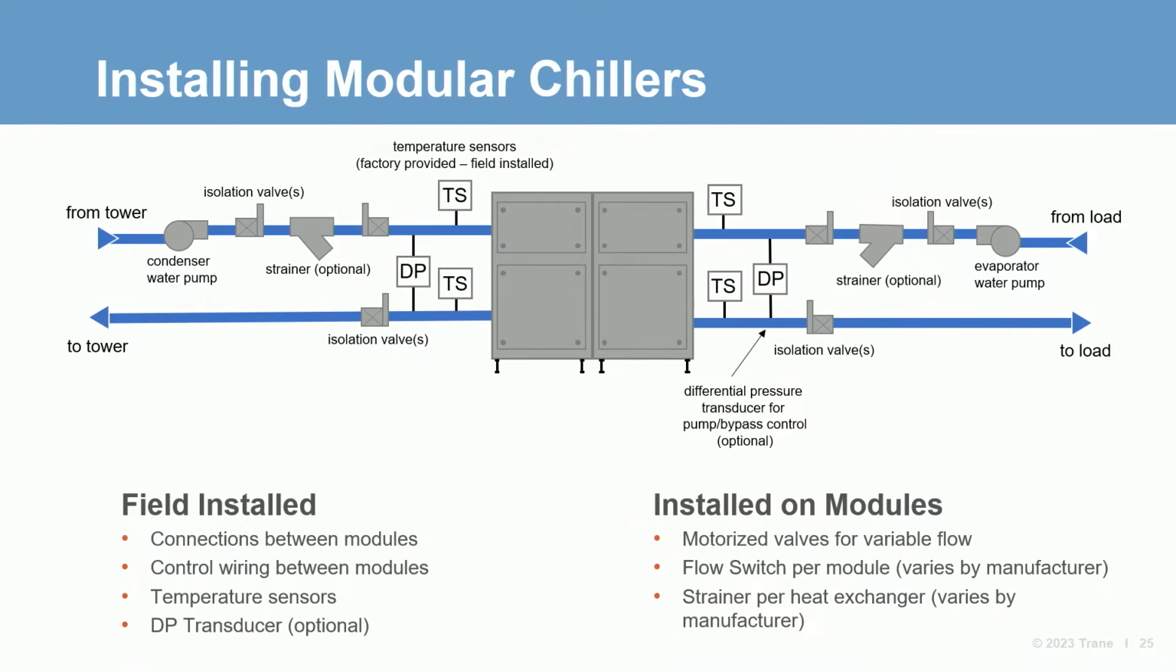Under the installed on modules items, we have listed motorized valves, flow switches, and strainers. Flow switches and strainers could be installed on the modular level or the system level, depending on the manufacturer, so take note of these items prior to install. Hopefully this brought some awareness to some of the nuances of installing modular chillers, but of course, please refer to your specific installation manual for details.